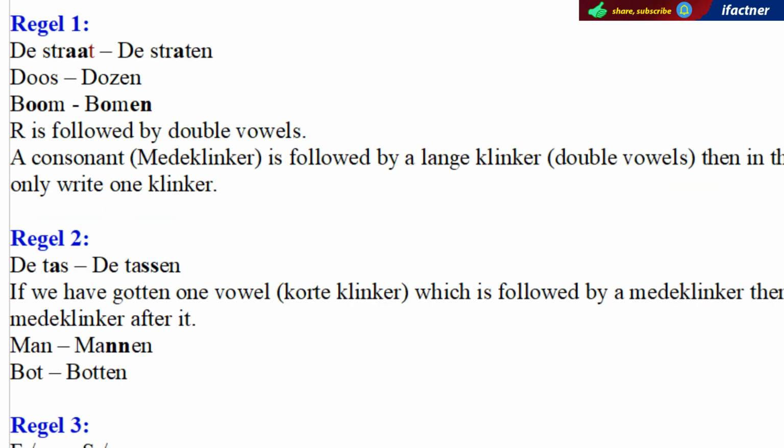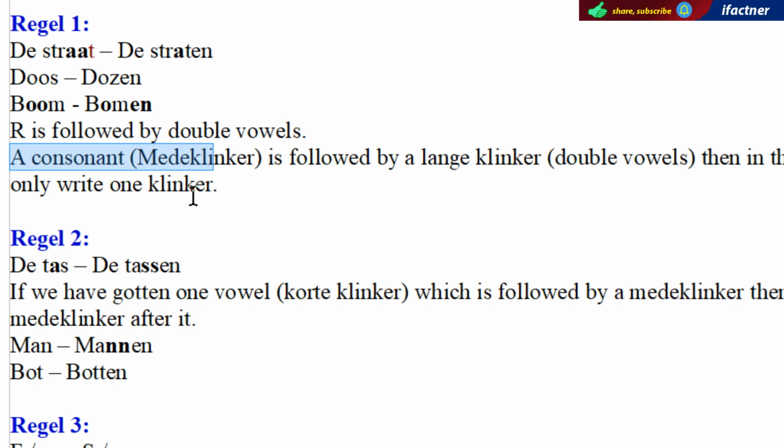Regel 1. If the word ends with the consonant, that is a medeklinker, and it is followed by a lange klinker. Before it comes a lange klinker, that is double O, double E, double U. Then in the Meervoud we only write one klinker. So double O becomes O, double U becomes U.